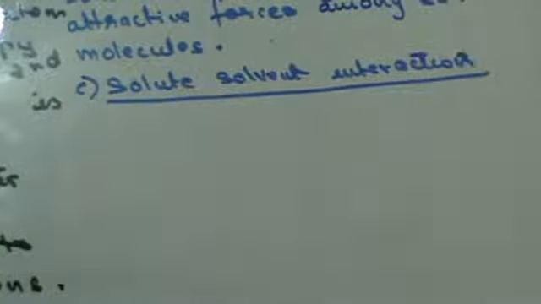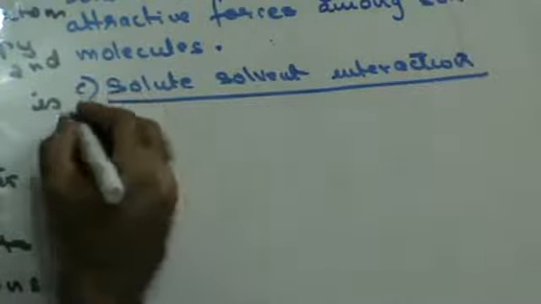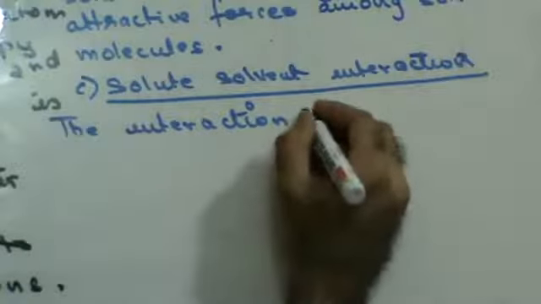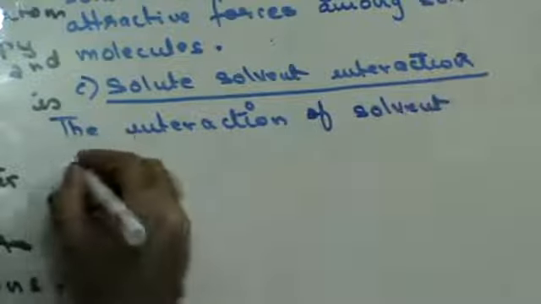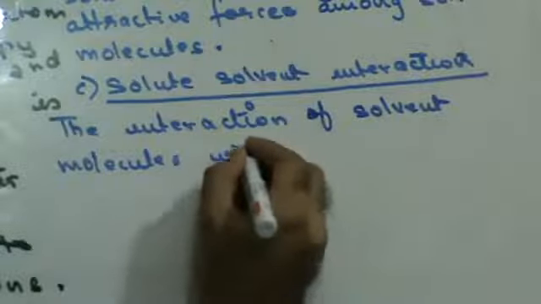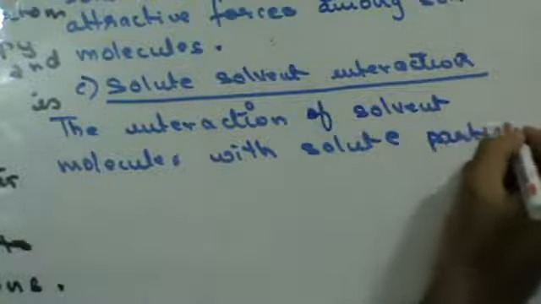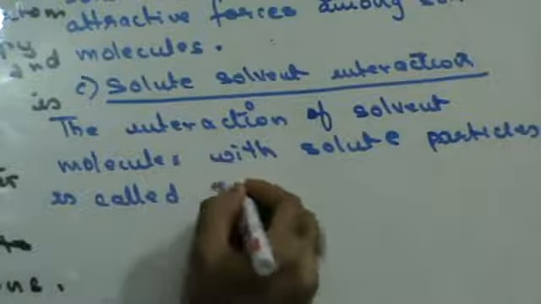What do I understand by solute-solvent interaction? The interaction between the solute molecules and solvent molecules is called solvation. So that is your solute-solvent interaction. I had solute molecules and I had solvent molecules. Now the solute molecules are going to form a force of attraction with solvent molecules. That is going to be my solute-solvent interaction, so that I get a homogeneous solution. I can say that the interaction of solvent molecules with solute particles is called solvation.